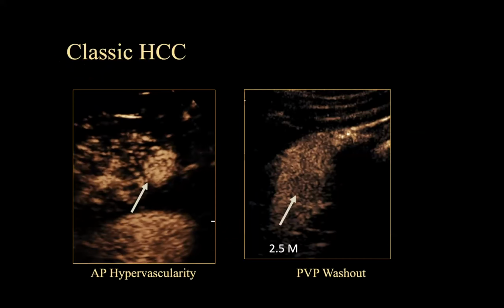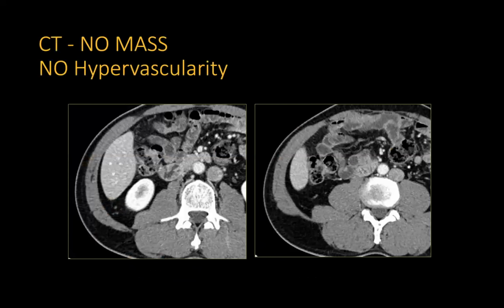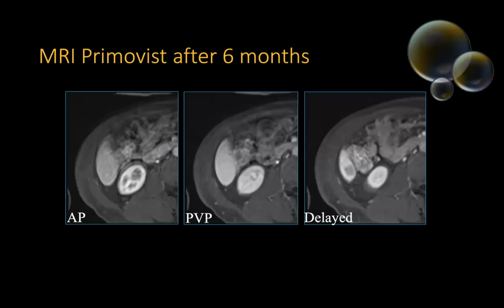So this is a classic HCC, and we reported it as such, and the patient went on to have a staging MR scan. But when the patient went for the MR scan, they said, well, there is no nodule and there's no APHE. Because they didn't agree with us, we said, okay, fine, we have to do something else. So they sent the patient for CT. And again, at the tip of the right lobe, they said there's no mass and there's no hypervascularity. I didn't realize all this was going on.